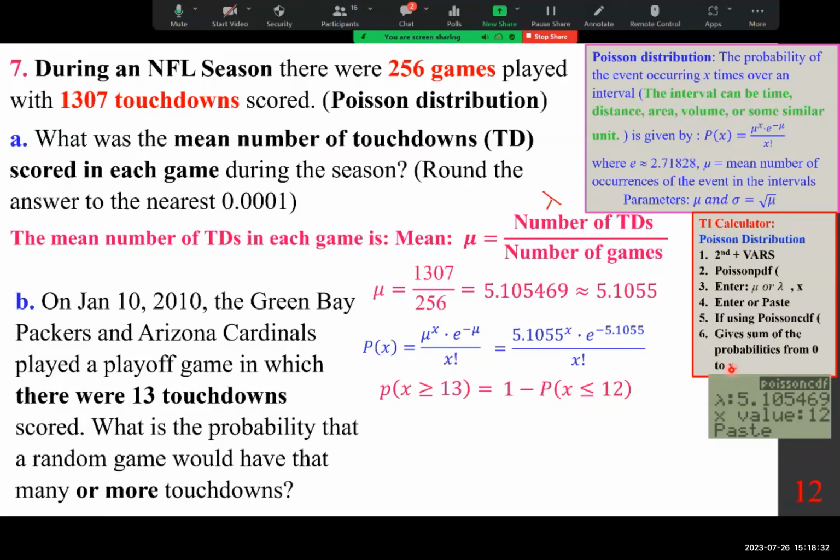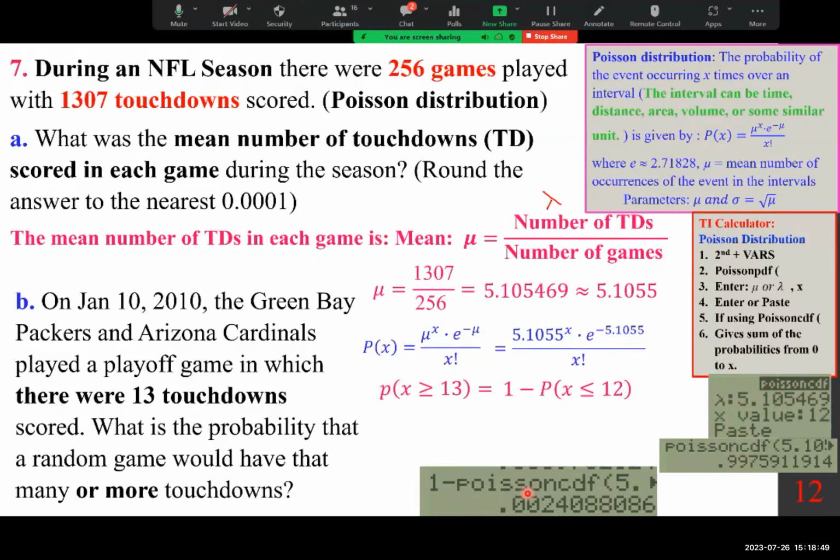So notice Poisson CDF, lambda, and I put many, many decimals here because I'm calculating x is 12. Paste, if you enter it, you come up with this number. And what is the answer that you want? 1 minus this number. And that's 0.0024. So in essence, 0.24%. It's a very small possibility.